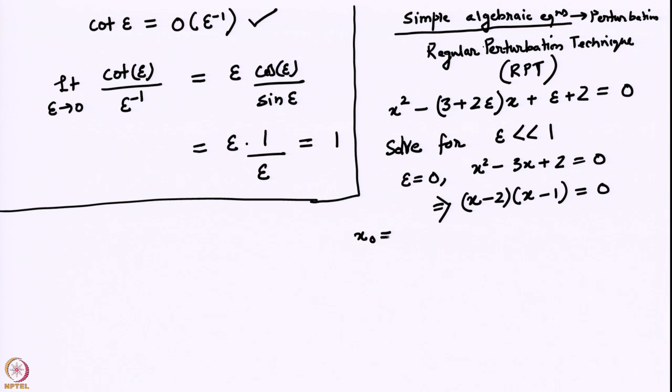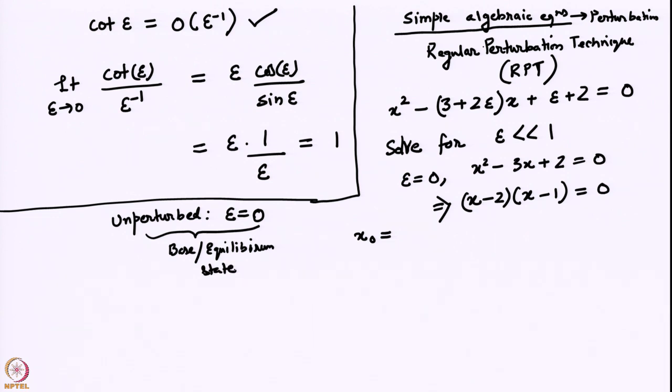And so we know that the unperturbed roots, so unperturbed is when epsilon is equal to 0. This is the equivalent of this in mechanical systems that we have been studying so far, the base or the equilibrium state. So you can think of epsilon equal to 0 as our base state or equilibrium state. That was an easy state to analyze, nothing was moving. And in this case, in the equilibrium or the base state, we can solve this equation and find its roots easily. So x0 is equal to 2 or 1. Now our perturbed problem is this with epsilon, okay?